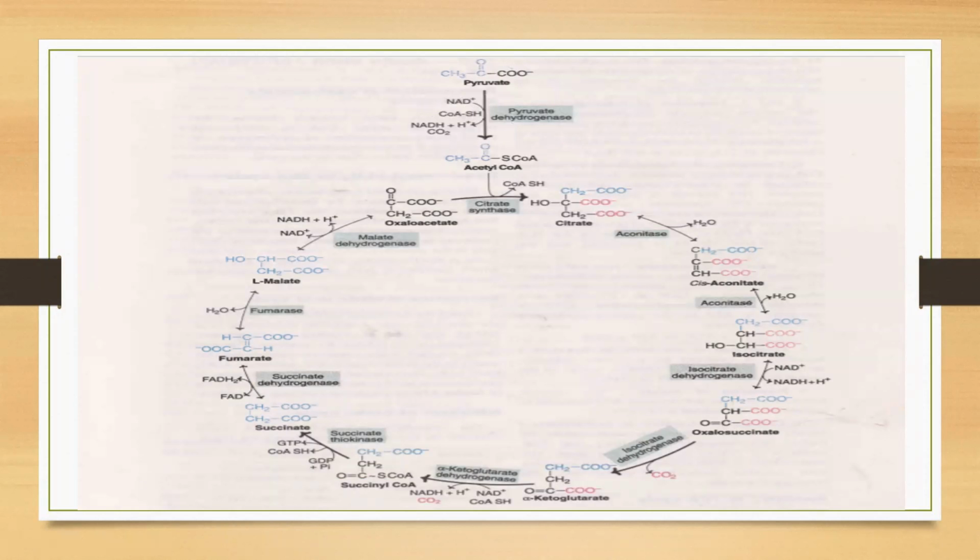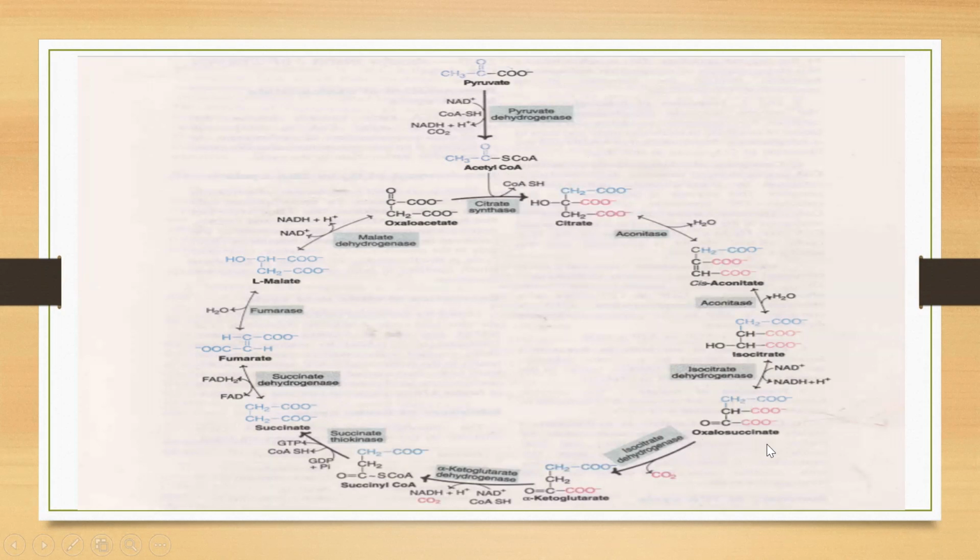Now this 2 carbon atom acetyl coenzyme A will react with the 4 carbon atom oxaloacetate by the use of enzyme citrate synthase, and coenzyme A is removed from this step, and we get the first acid formed at this step, that is the citrate. This is the first step of the TCA cycle. Then after citrate, we get the formation of cis-aconitate and isocitrate by the use of enzyme aconitase.